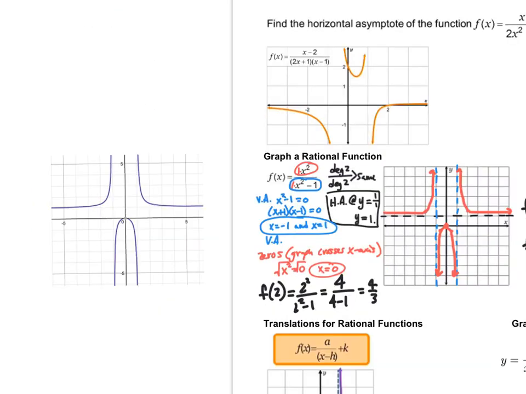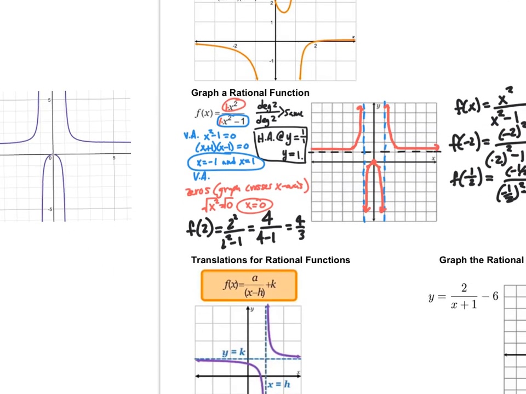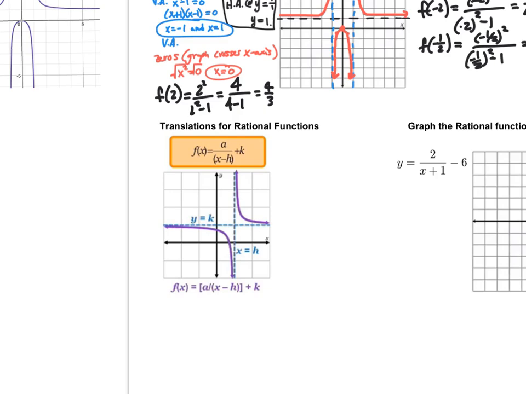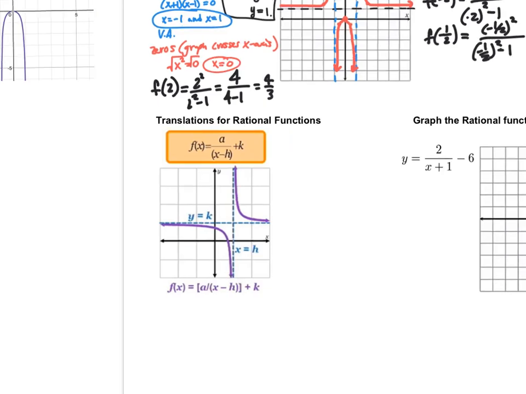Okay, and I've gone ahead and just done that, and all this comes down to is labeling. Finding your vertical asymptotes, finding your horizontal asymptote, finding your zeros, and then testing some points that are in between those values to see where you would draw the graph. Just know that you have to find those points inside those intervals. All right, let's go ahead and take a look at translations of rational functions.